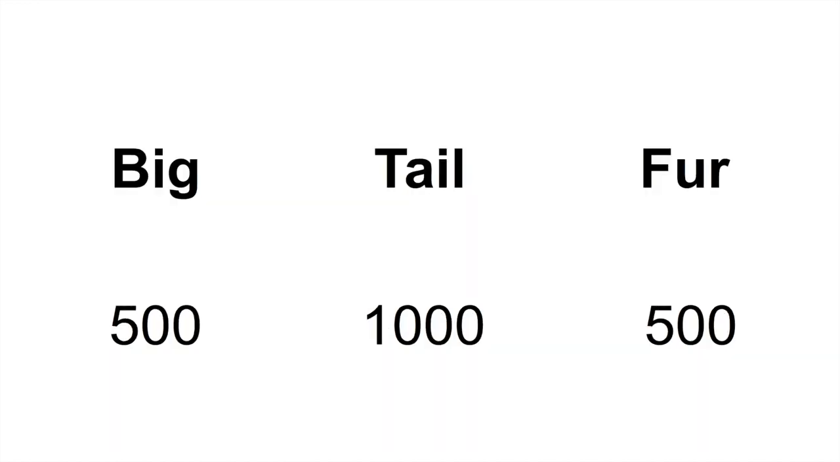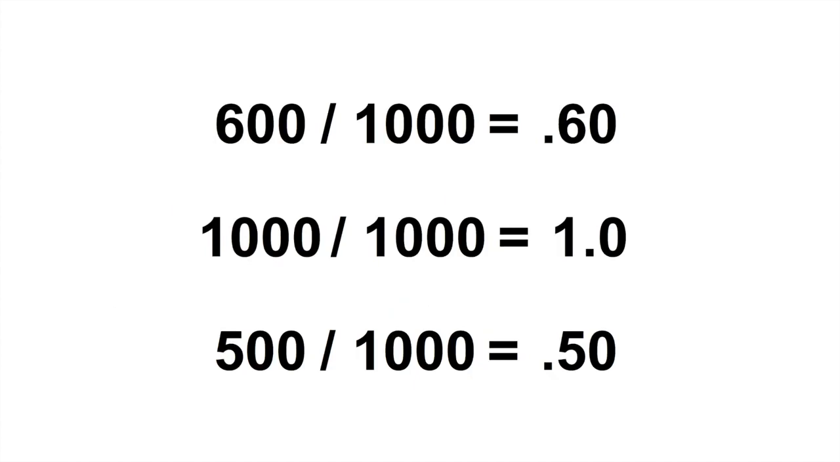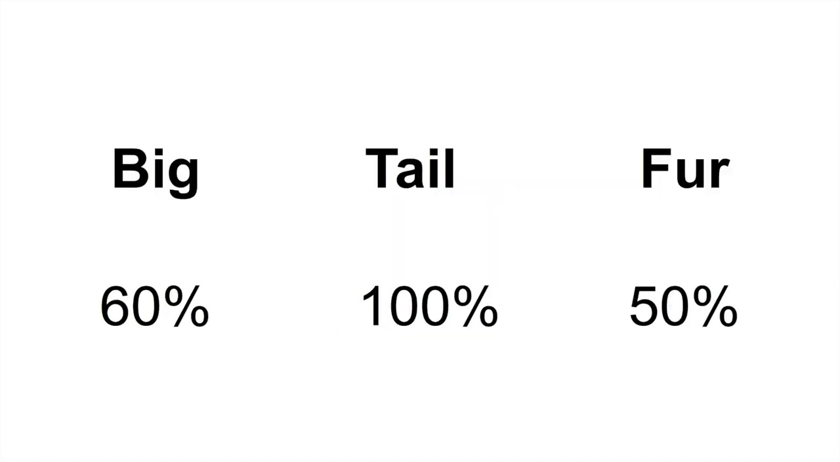The second step is to find the proportion of each feature out of all of the animals from the population. In this case, there are 1,000 animals in the population, 800 of them are big, 500 of them have fur, and all of them have tails. Similarly to the first stage, the classifier will divide the number of animals for a feature by the total number of animals. Therefore, the proportions for big, has fur, and has tail are 80%, 50%, and 100% respectively.